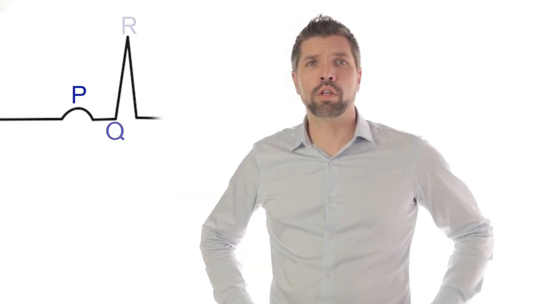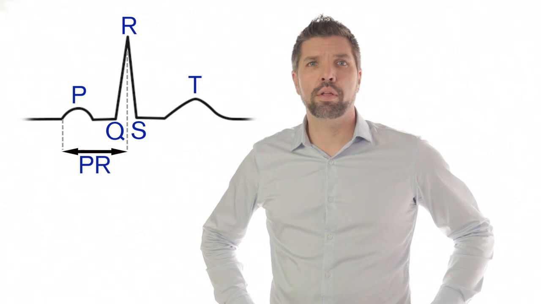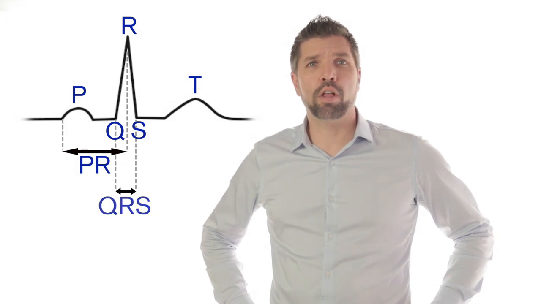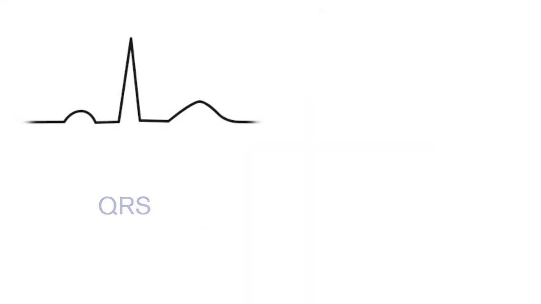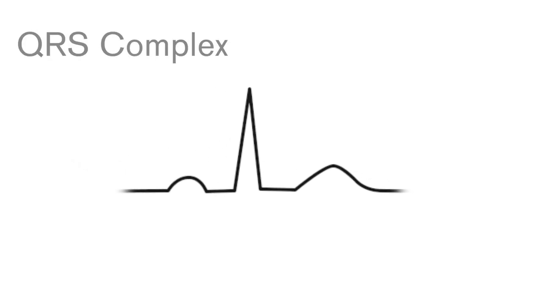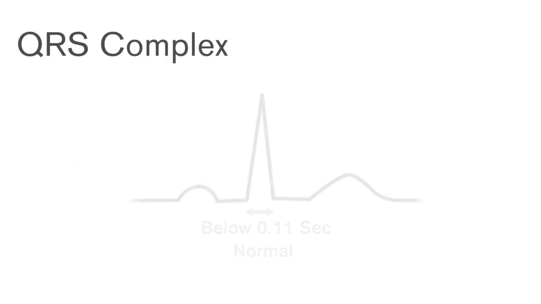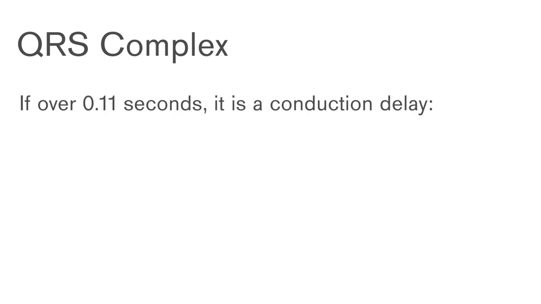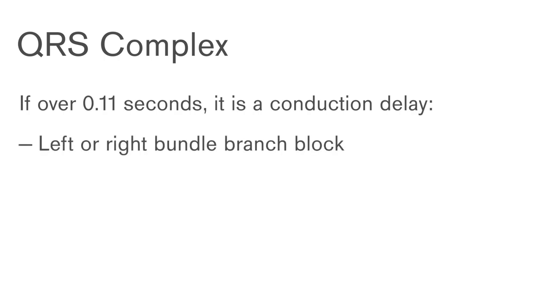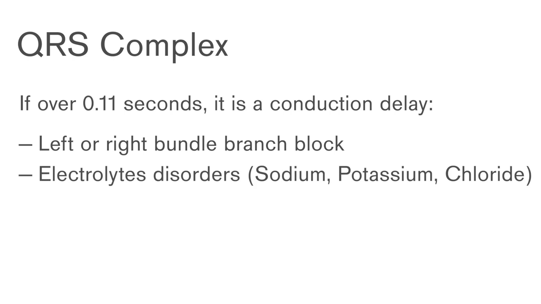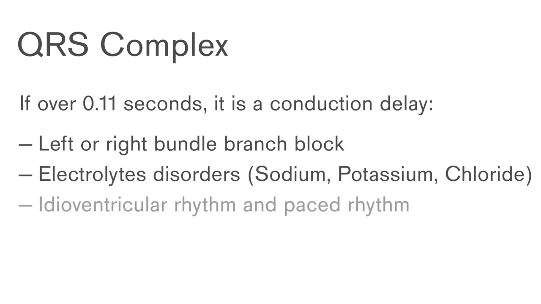All the blocks we reviewed so far were abnormal conduction of the PR interval. In the next few slides, we'll develop on the QRS side. A normal QRS length is below 0.11 seconds. When a longer interval is seen, we are typically faced with left or right bundle branch block, electrolyte disorder, sodium, potassium, or chloride, idioventricular rhythm or paced rhythm.